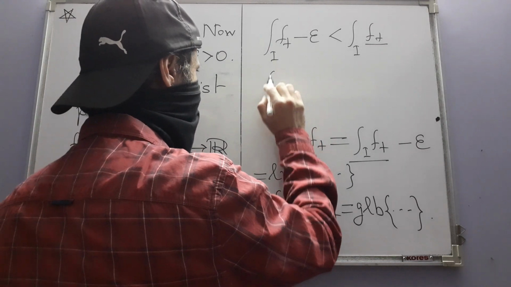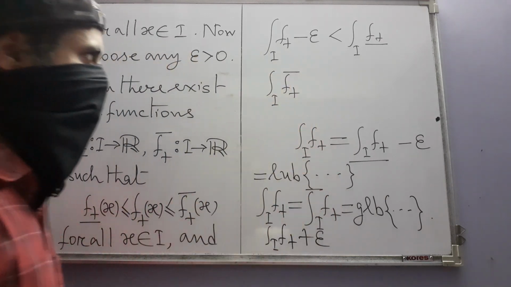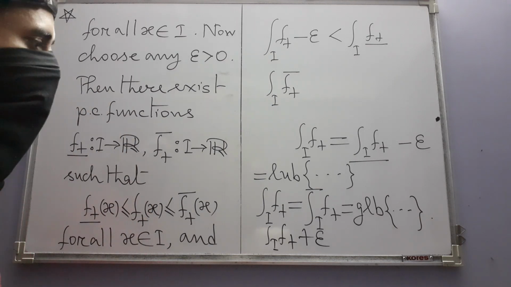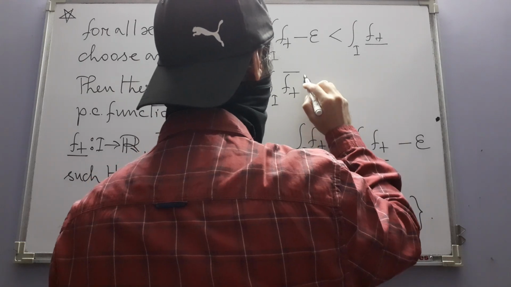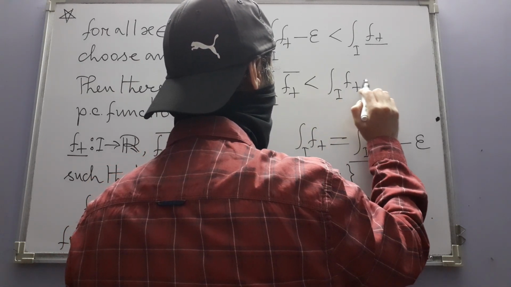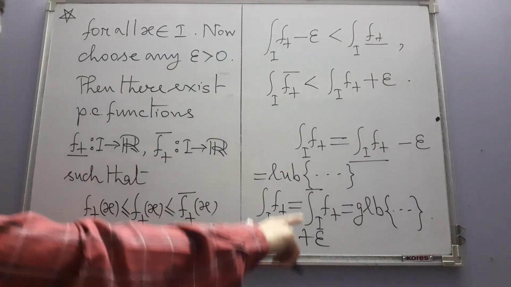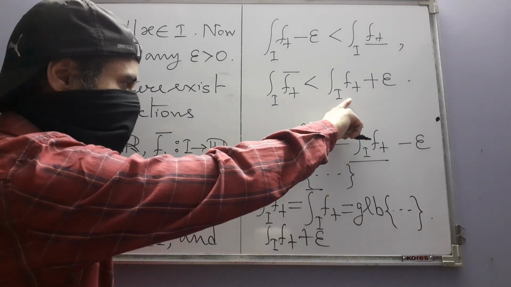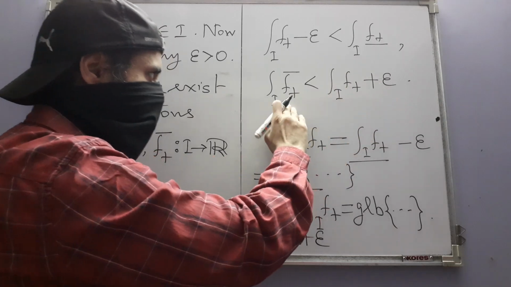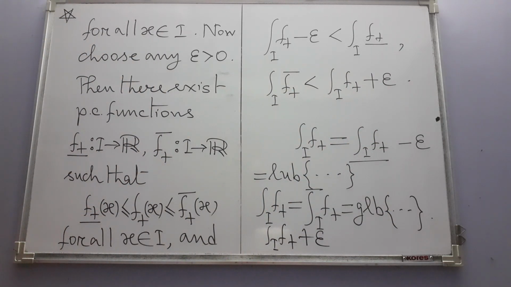It means that there will exist at least one piecewise constant function which majorizes f plus and whose integral is going to be less than this, because this is the GLB and this is even greater than the greatest lower bound, so it is no longer a lower bound. So something can be less than this from that set. Okay, so that's how we have these two things.